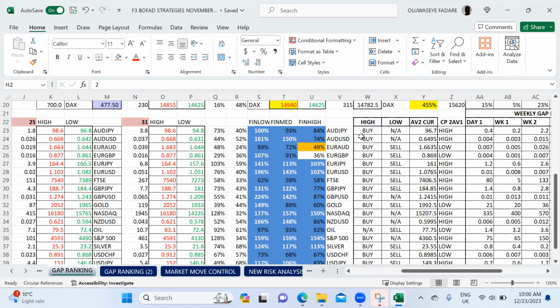So AUDJPY is a buy, AUDS is a buy, Euro AUD is buy and sell, Euro GBP is buy and sell. So for those that are buy and sell, like I told you earlier, one side must come first before the other. So the ability to identify the first side will help us to recover more profits, even if we have any loss from the other side. So what it means is that the market, for example, look at this one, Euro AUD that has buy and sell. Look at the average two price is 1.6635.